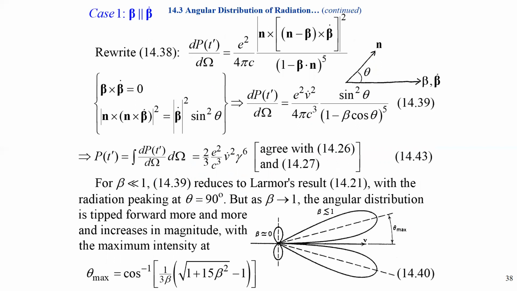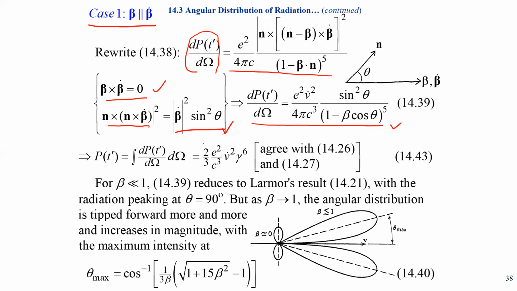Okay, first, let's consider case 1. Beta parallel to beta dot. That is, the particle moves in this direction and also accelerates in this direction or decelerates. Okay, so just substitute everything into here. Since beta and beta dot are in the same direction, the cross term gives us 0, and n cross n gives us this one. Substitute into this equation, we get this one.